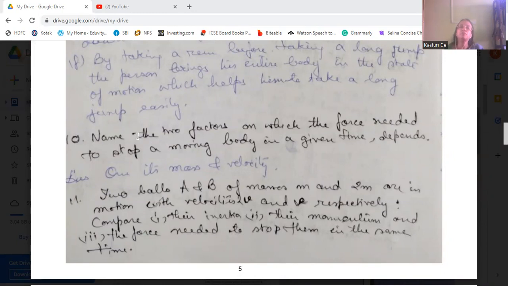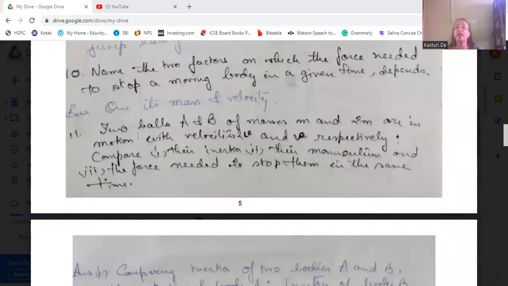Two balls A and B of masses m and 2m. A has a mass m and B has a mass 2m, and they are in motion with velocities 2v and v respectively. Compare their inertia, their momentum, and the force needed to stop them in the same time.